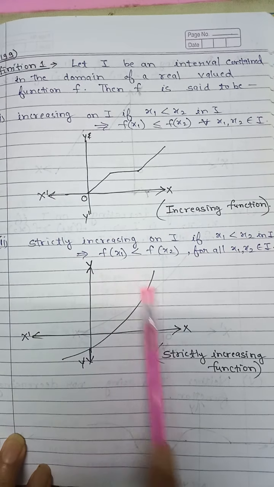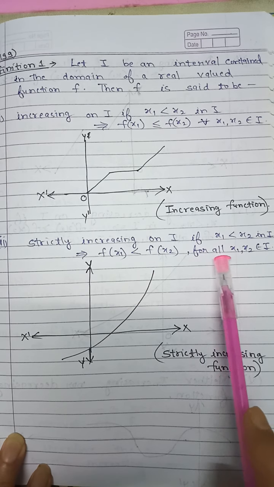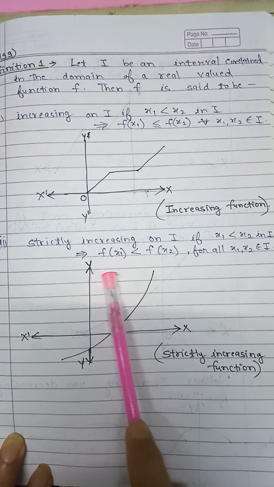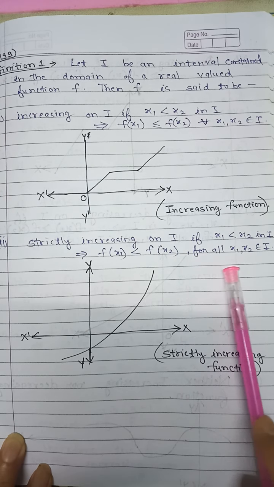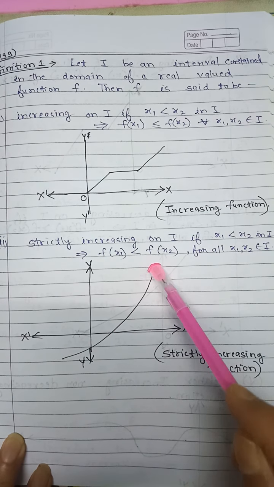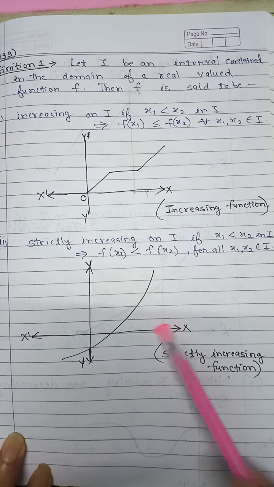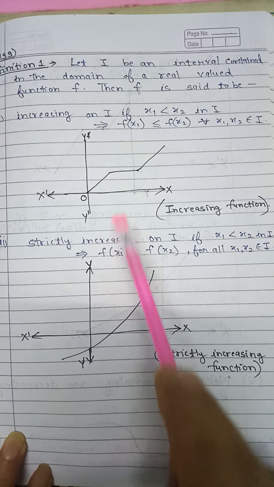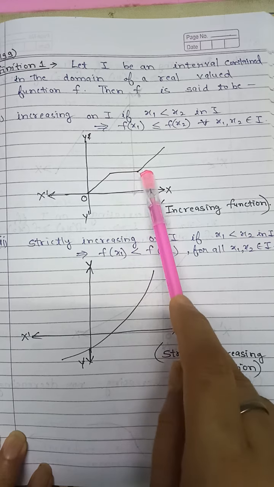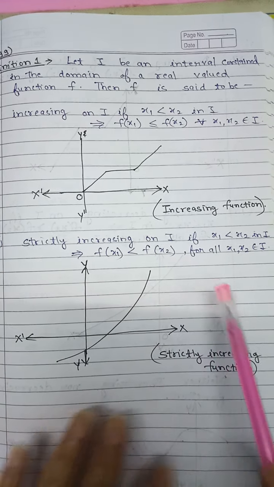See when it is strictly increasing. For that we have to see this graph. The condition is if x1 is less than x2 in I, then f(x1) is also less than f(x2) for all x1, x2 belonging to I. Means just see here, the graph is only increasing as the value of x is increasing. There is no equal to. Here you can say f(x1) is equal to f(x2), but here there is no equal to, only less than.